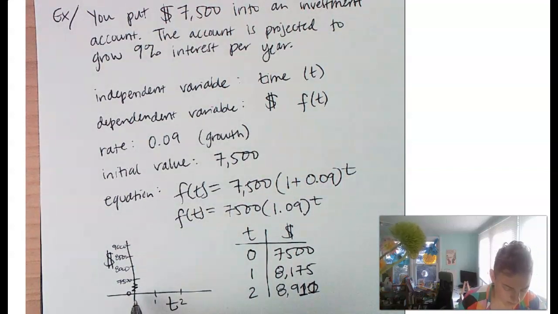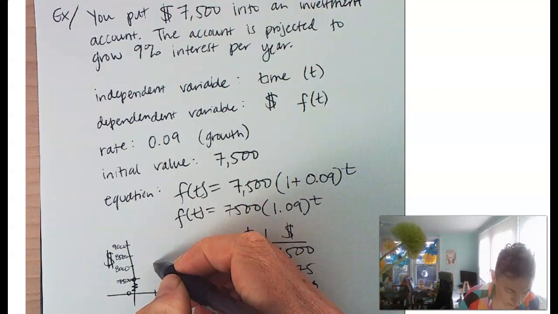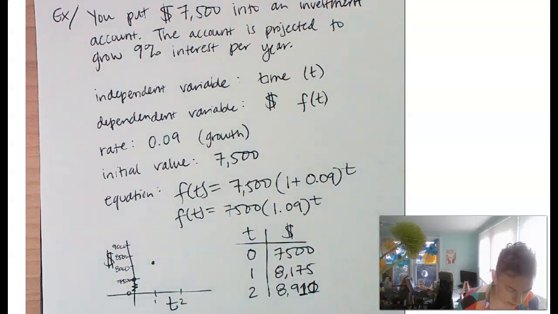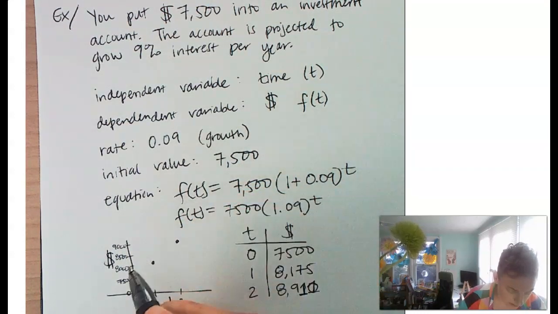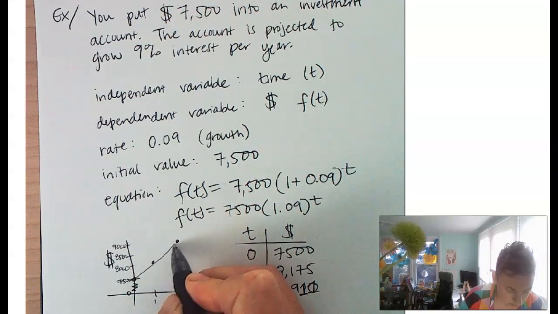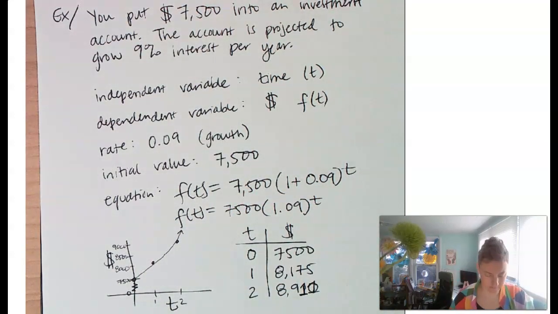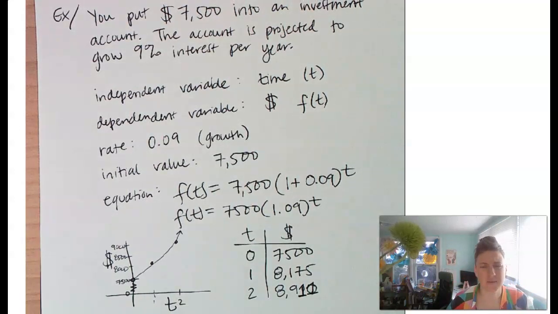So at time 0, we've got 7,500. And at time 1, we're at slightly over 8,000. At time 2, we're way up here. Cool. And this one will curve and keep going up forever and ever. Great. Is my drawing beautiful? Of course it is. It's wonderful. Okay, so as you can see, your money starts growing pretty quickly after a while.